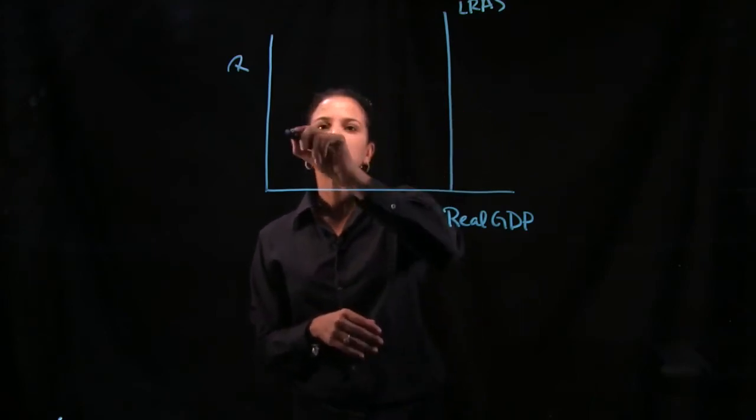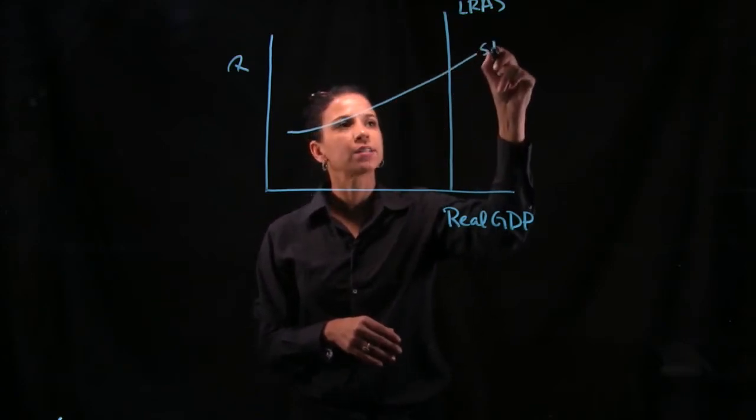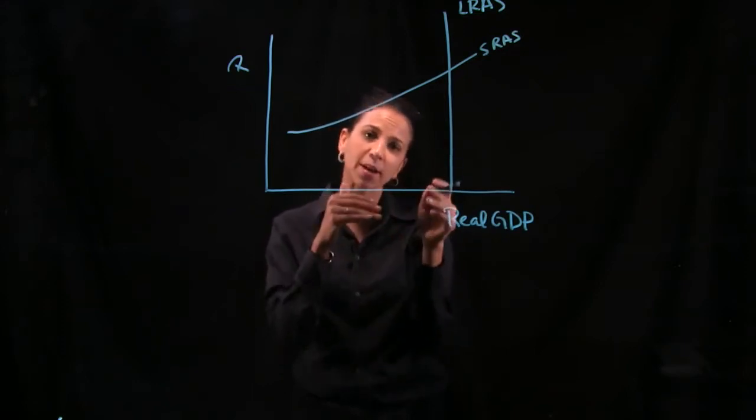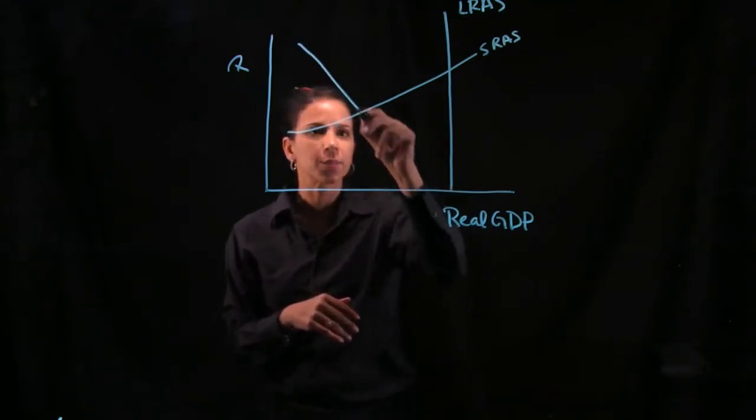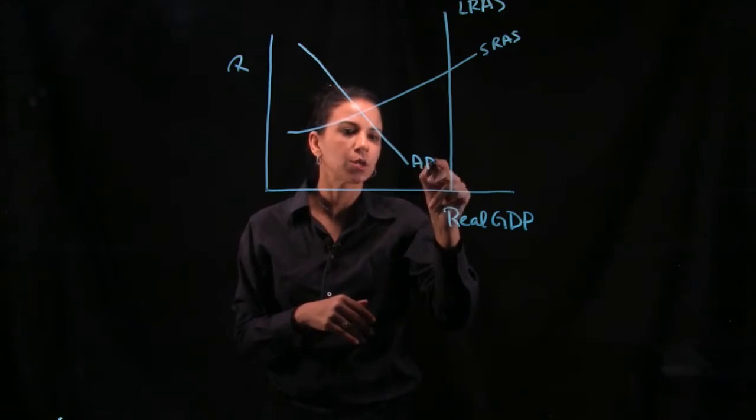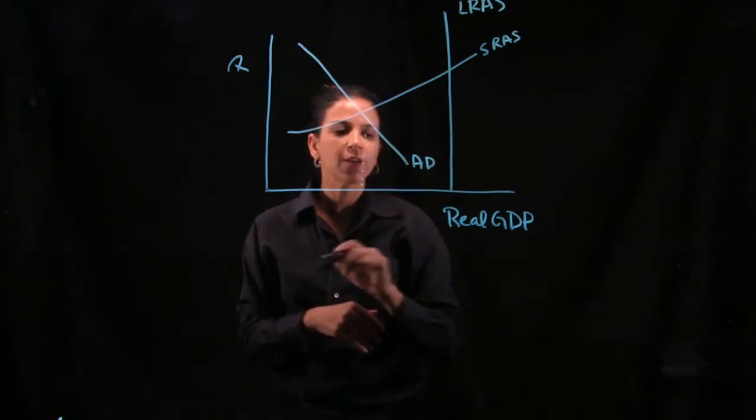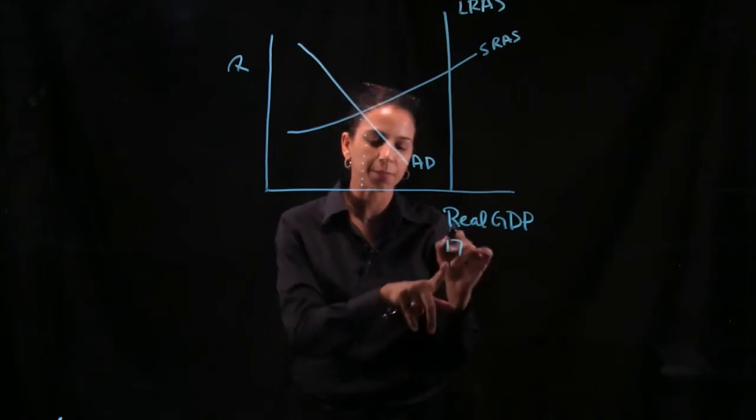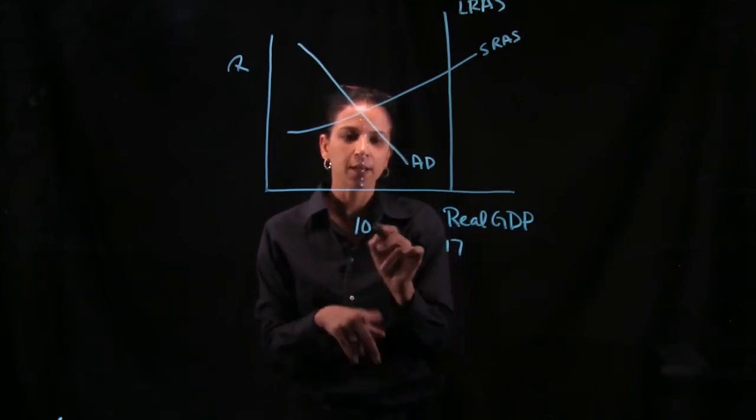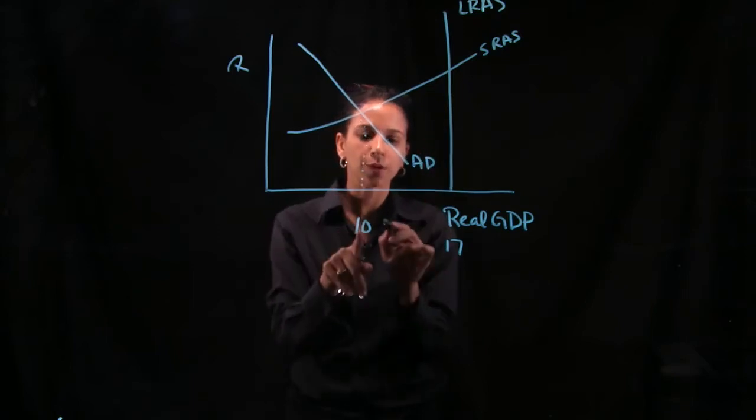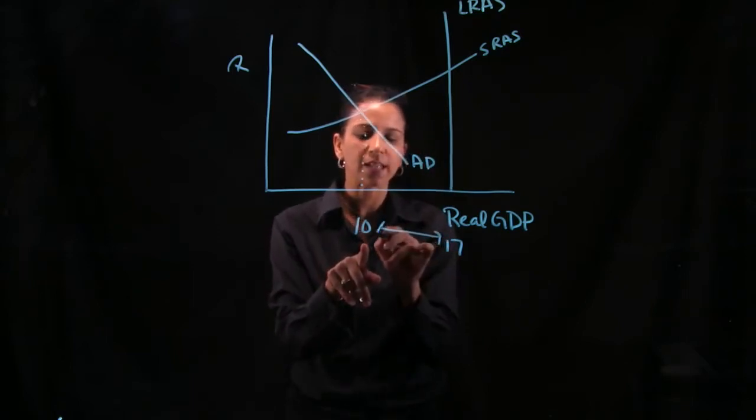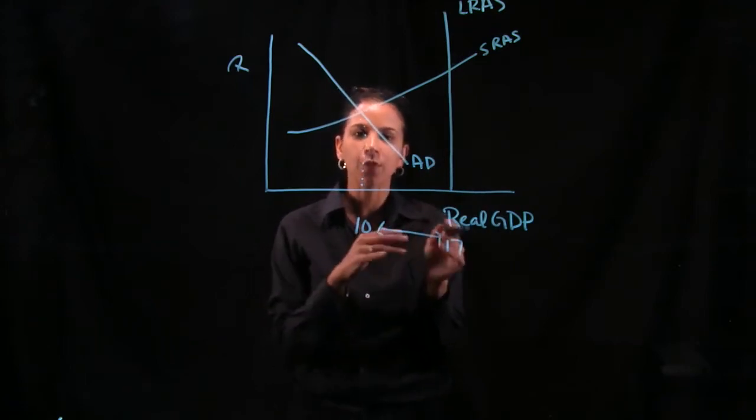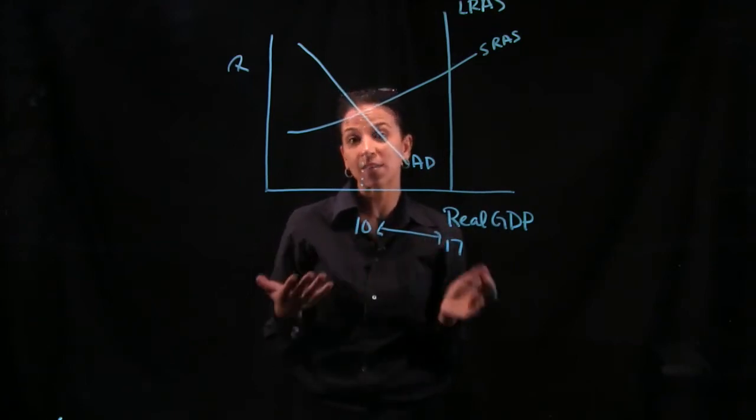We have our short run aggregate supply curve, which is upward sloping. We said it was upward sloping specifically because it takes time for prices to adjust. And we have our aggregate demand curve, right, which is downward sloping. So let's say, for example, and I'm going to do very simple, let's say this economy can produce 17 units of something. Currently, we're producing 10. So between here, this is what we would call our gap. Because we are currently producing less than our potential, we are in a recessionary gap. If we are in a recessionary gap, we want to expand the economy.